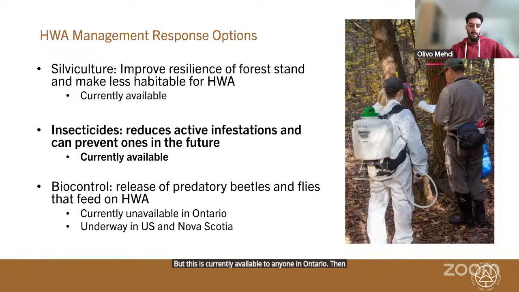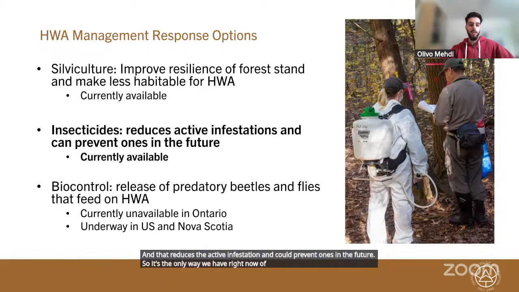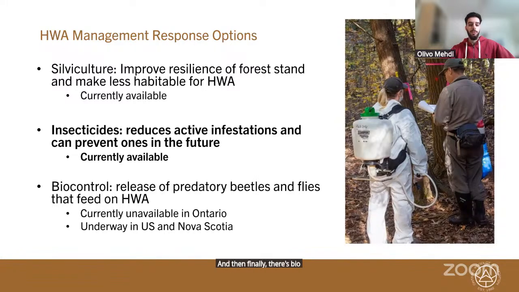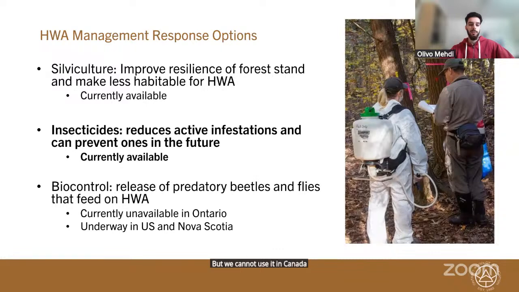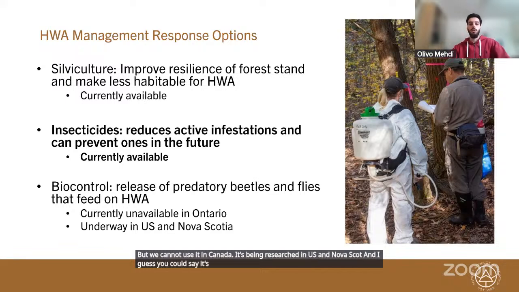Then there's the insecticides, and that reduces the active infestation and could prevent ones in the future. So it's the only way we have right now of preventing mortality, or at least reducing the percentage of mortality, and it's currently available. And then finally, there's biocontrol, which is the release of predatory beetles and flies that feed on the hemlock woolly adelgid. But we cannot use it in Canada. It's being researched in the US and Nova Scotia. And I guess you could say it's the main hope for a long-term landscape control of hemlock woolly adelgid, because it's just not practical to inject or spray every single tree that you want to protect.